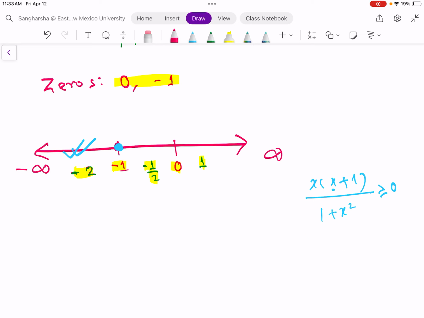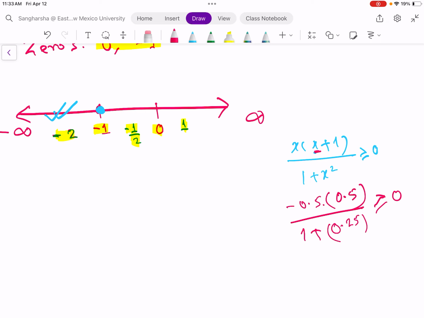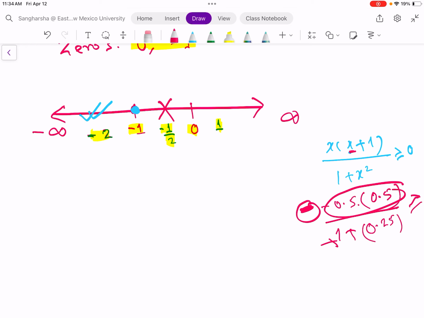Now what about negative 1/2? Negative 1/2 is negative 0.5, and negative 0.5 plus 1 is positive 0.5, divided by 1 plus negative 0.5 squared, that is 0.25 if I'm not wrong. But we get some positive number, so we just need to know whether it's positive or negative. In the numerator, negative 0.5 times positive 0.5, we get some negative number, right? A negative number divided by a positive number gives a negative number, greater than 0. Is that true or false? A negative number is greater than 0. That's false, right? So this interval is not a solution.